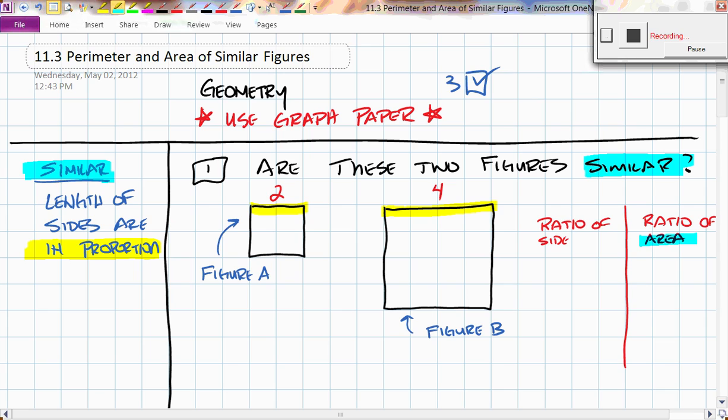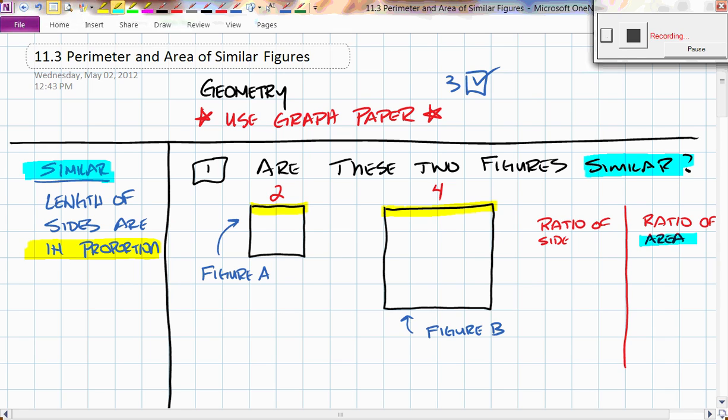Because they look like it? No. Yeah, yeah. He says figure A is twice as small as figure B, right? But does that have anything to do with their side lengths? I agree with you, but does that have anything to do with their side lengths? Okay, yeah. What do you think? It's a square. They all have the same.